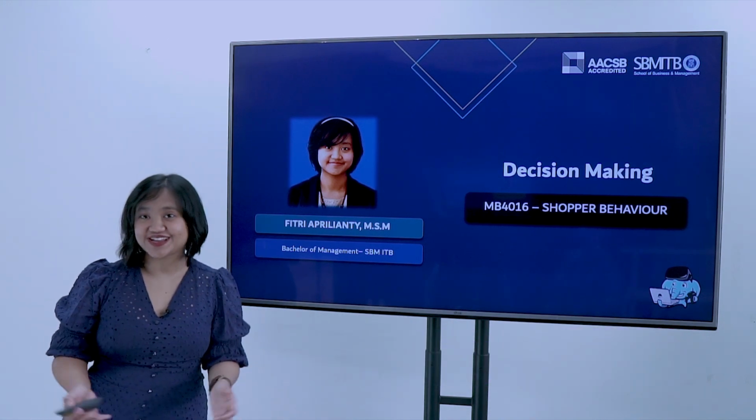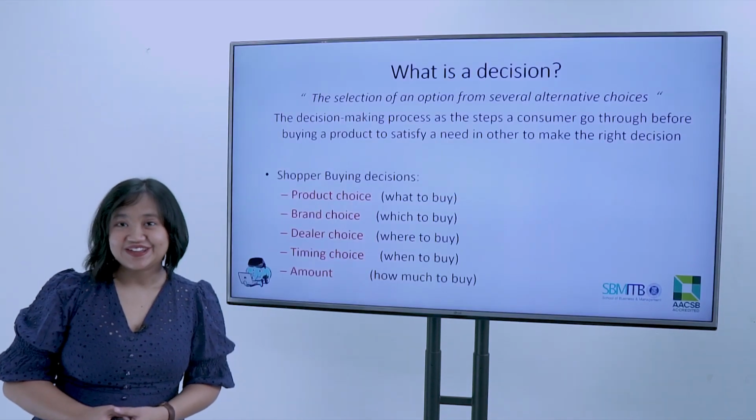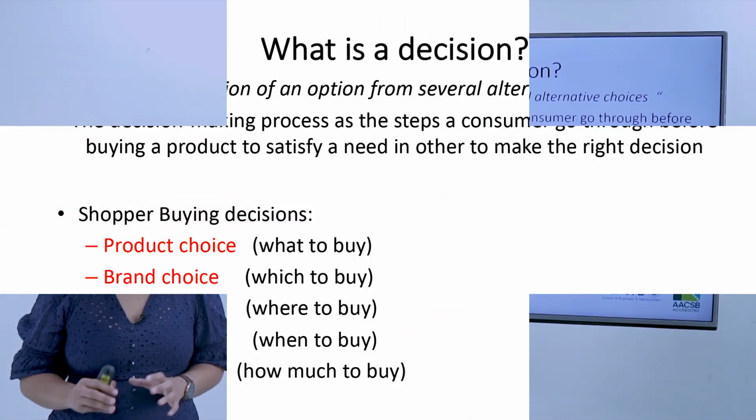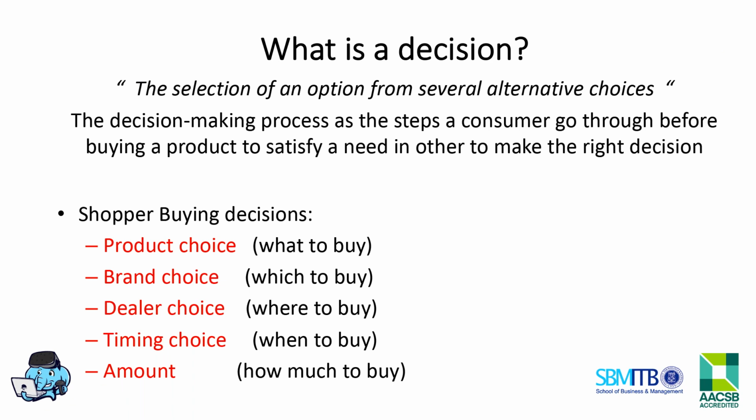So today we will discuss decision making. So what is a decision? Decision is the selection of an option from several alternative choices. The decision-making process is the steps a consumer goes through before buying a product to satisfy a need, in order to make the right decision.